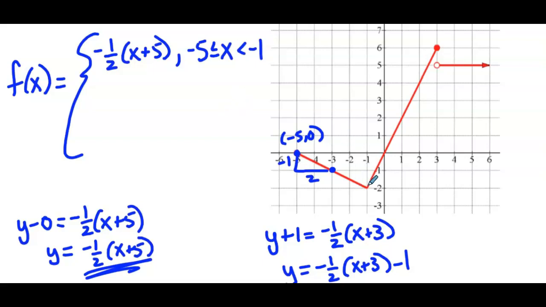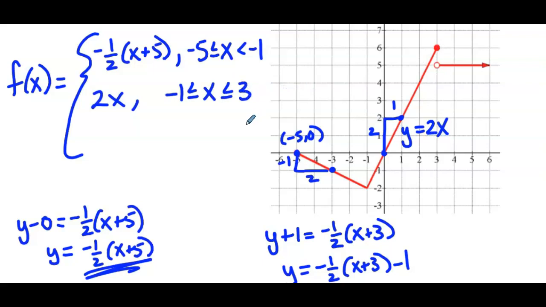Okay, now the second piece, if we're writing the equation of this line, the slope is up 1 to the right 1, so slope of 1, y-intercept is 0, so this is just the line y equals 2x. So second piece is 2x. On the domain, -1 is less than or equal to x because I didn't include it in the first domain, all the way to 3, less than or equal to 3.